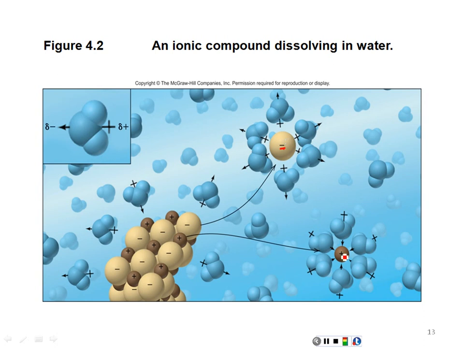Water can also interact with the positive charged ion in the ionic compound when it's dissolving, and this time it faces that positive charge with the negative dipole side of the water molecule. So in this way, water actively dissolves the ionic compound. It can pull away these negatively charged ions and positively charged ions from the ionic compound.